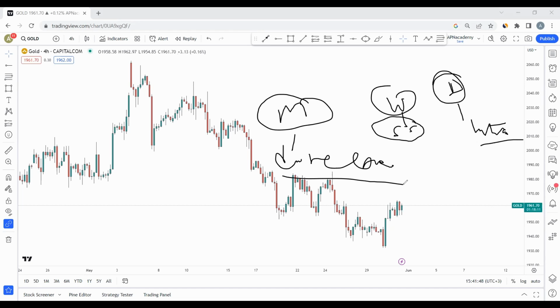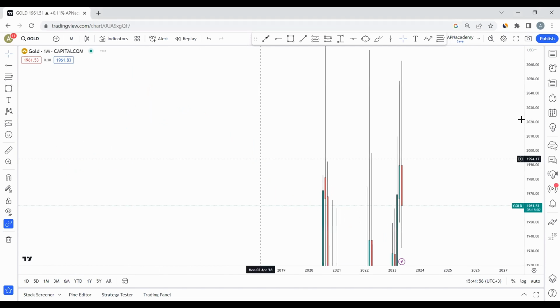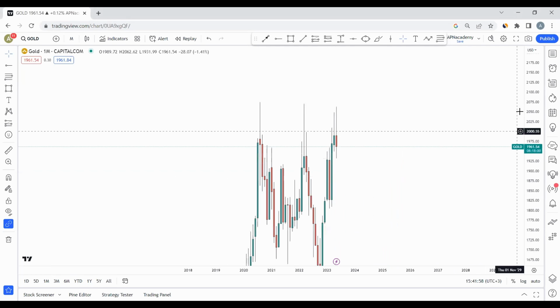Or if they're not aligning, what do you pick out of them? What's the missing piece? And how do you tackle that? It's what we're going to be doing. All right. So let's start from monthly as usual. What do we see on monthly? What is happening on monthly on gold?